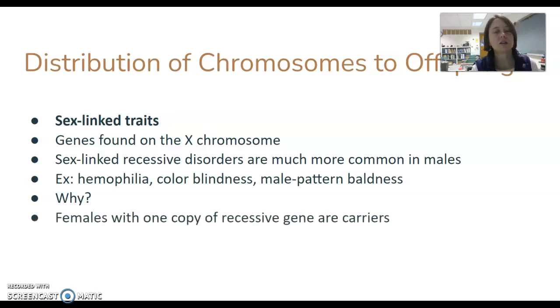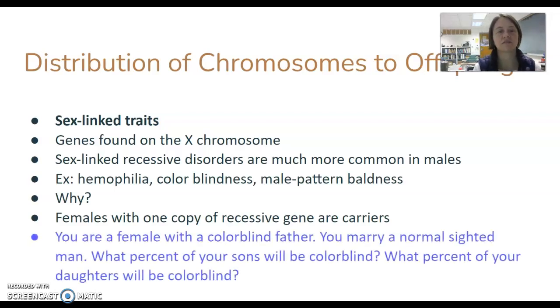So a female who has 1 copy of the recessive gene is considered a carrier. So you can pass the trait on, and your girls would need 2 copies of the gene, and your boys would only need 1 copy of the recessive gene to show the trait, because they're going to get a Y. And the Y doesn't have as many genes on it, so they don't have anything to mask it.